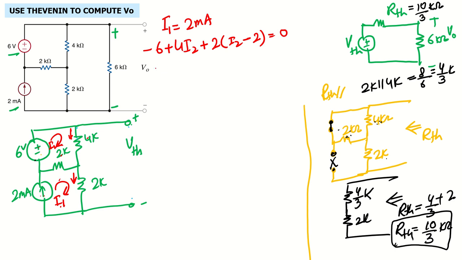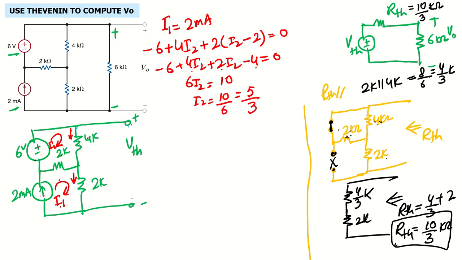Let's simplify this. Minus 6 plus 4 times I2, plus 2 times I2 minus 4, equal to 0. So 4 and 2 make 6. 6 times I2 minus 6 minus 4, minus 10. So 6 times I2 equals 10, or I2 is 10 over 6, or 5 over 3 milliampere.